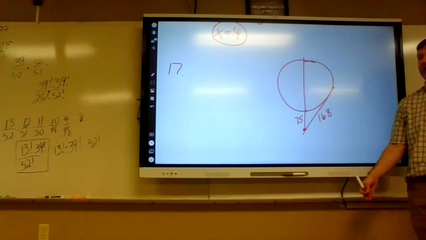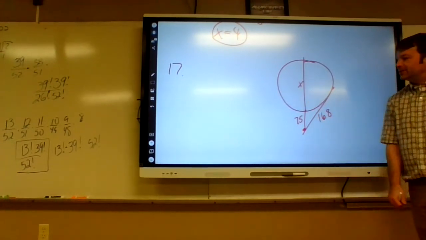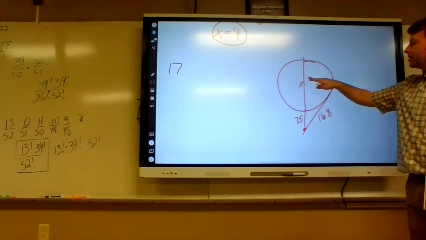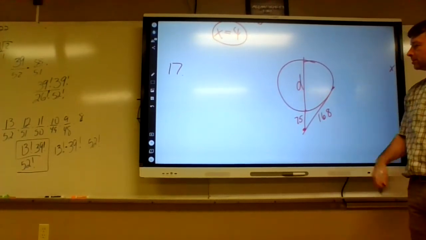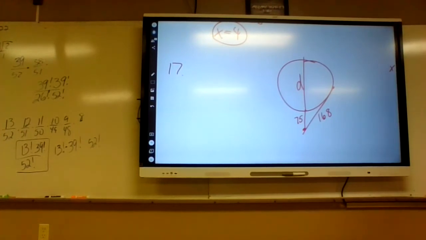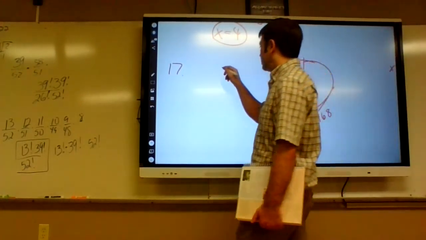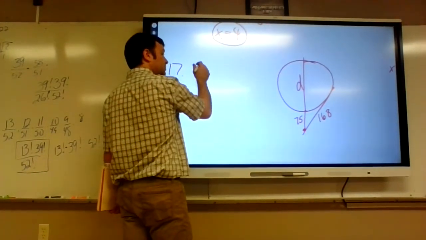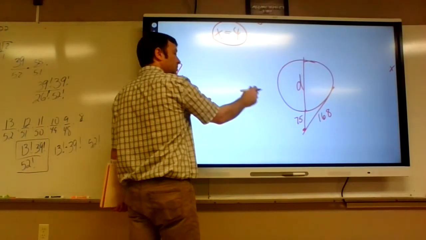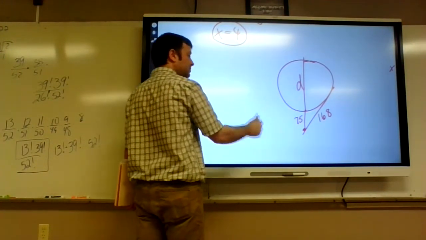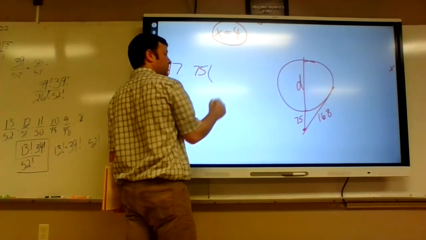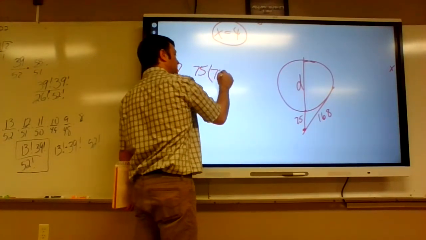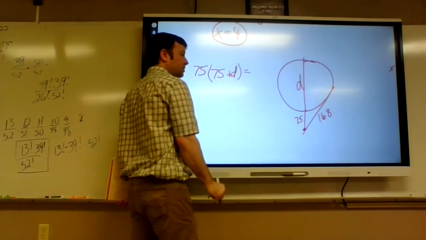Then we have one of these problems. So call it X, I guess, or maybe D for diameter. There we go. Okay, you guys remember how we set these up? Outside times whole thing equals outside times whole thing. Let's start with this vertical line. What's the outside? 75. What's the whole thing? 75 plus D. That equals 168.